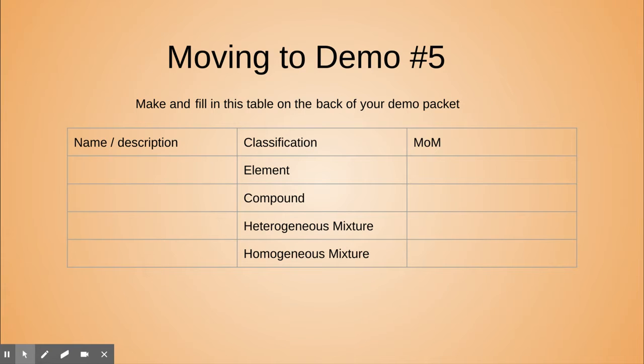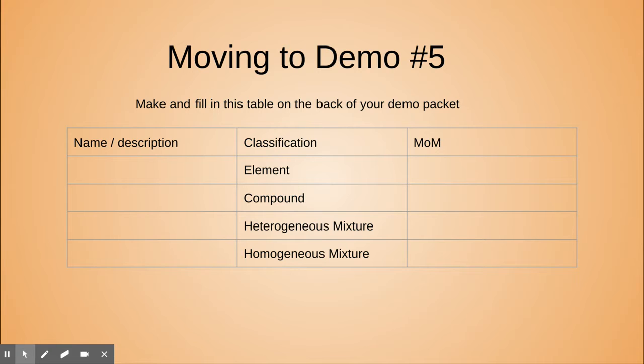We are moving into demo number 5. Before we do that, I want to give you a chance to really organize a lot of the things that we wanted you to learn from this, because in demo 5, we're expecting you to be able to do most of it without looking at the teacher's work. So I want you to flip your packet over, or all virtual students, just make a new page on the bottom of this. Make and fill in this table.